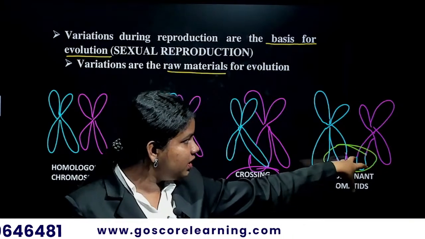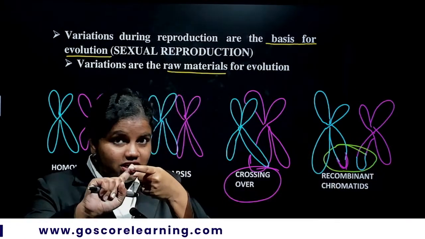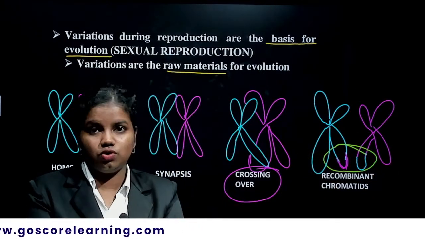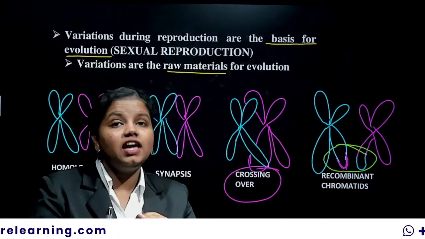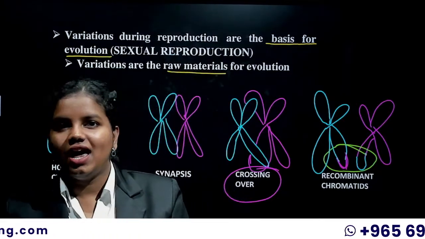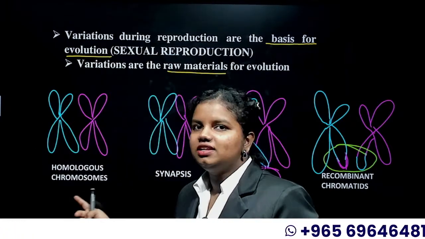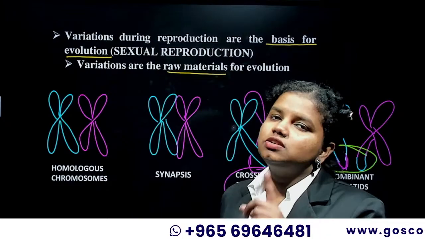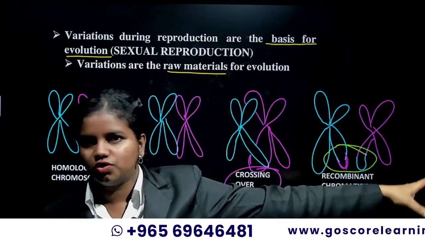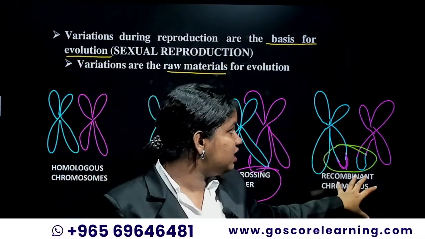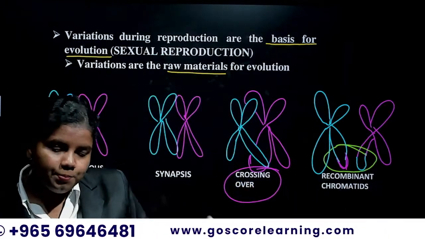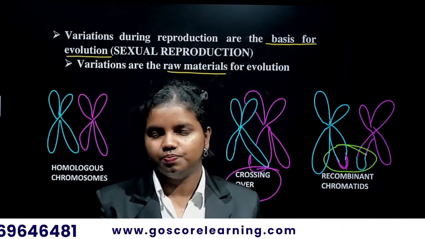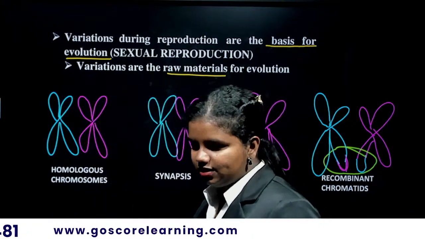Inside that recombinant chromatid part, where the exchange has happened and the new chromatids are produced, there you would be seeing the variation, and that variation won't be there in the homologous chromosome. This is the variation which is the raw material of any sort of evolution, and this is the variation which can make us adapt to a new environment too. I hope that concept is clear.